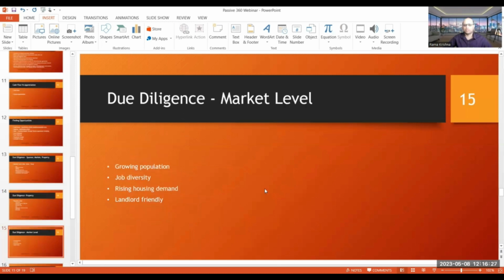Next, move on to market level. You need to be aware of the market also. You need to understand that particular market. Is the population growing, are jobs coming to that particular market, and how about job diversity? How about rental demand in that particular market or submarket? Is that market landlord friendly?